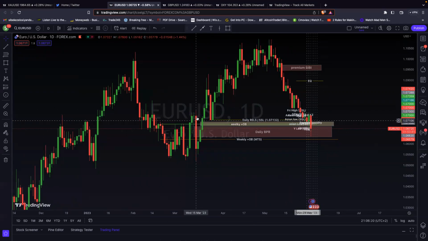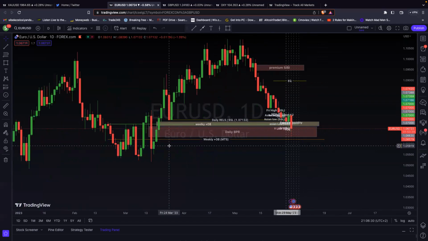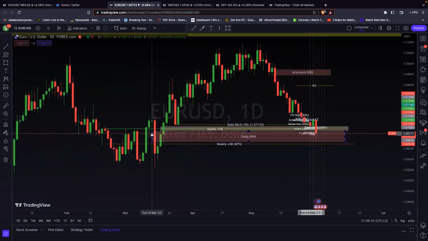What do we have here? We have this fair value gap here. That is inside this order block after sell side. I think price might want to retrace after hitting. I thought price would find balance here because this is an inversion now. This is a strong support on daily.